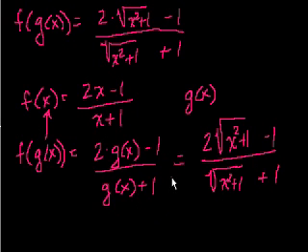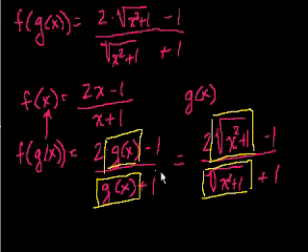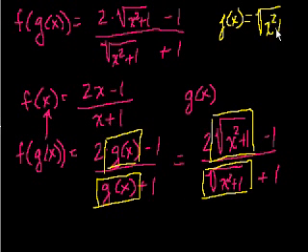And I think now at this point you can pattern match and you can see what g of x is, right? 2 times something minus 1 in the numerator, and something plus 1 in the denominator. So in either case, we have g of x is equal to the square root of x squared plus 1.